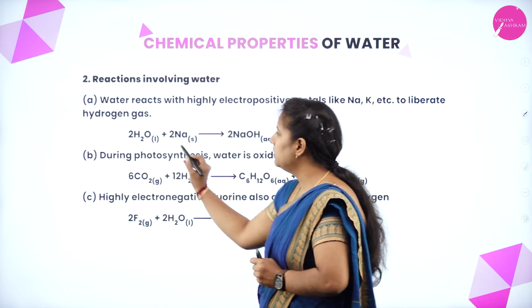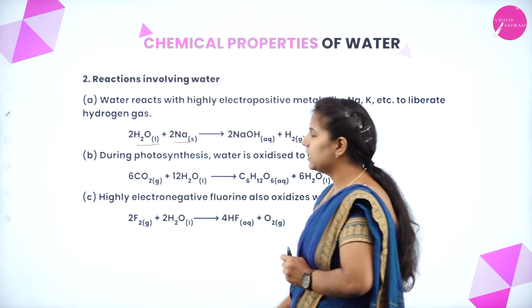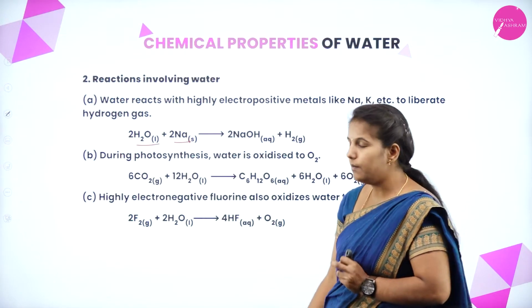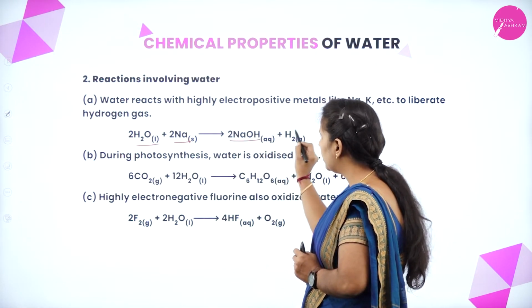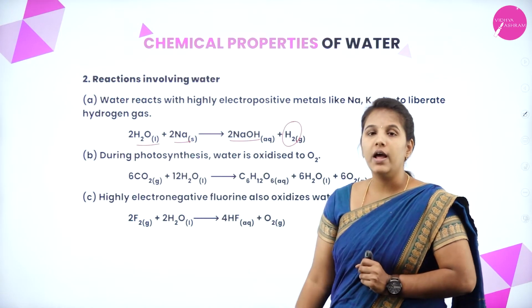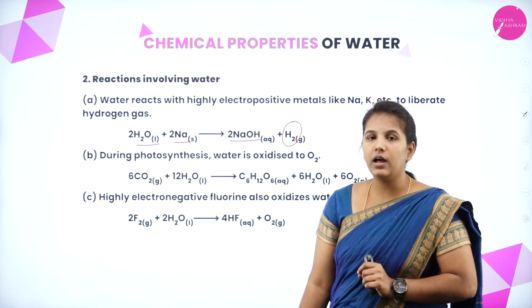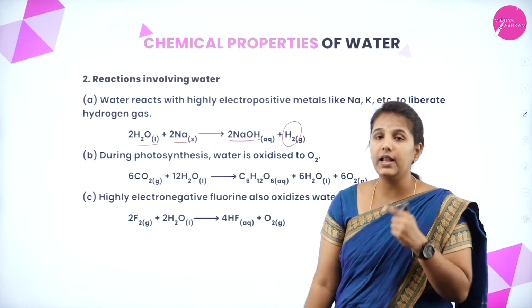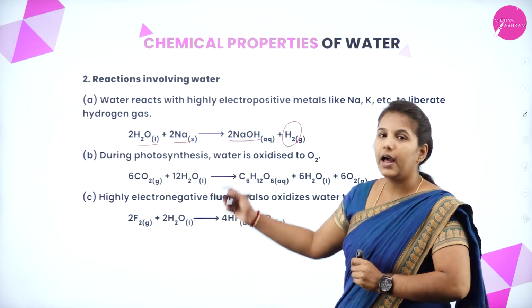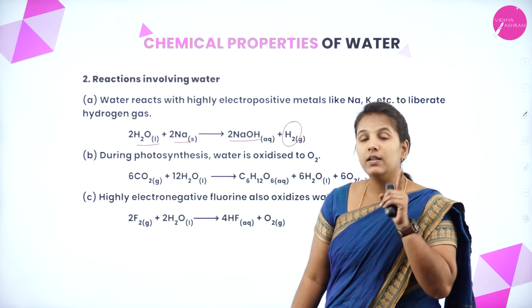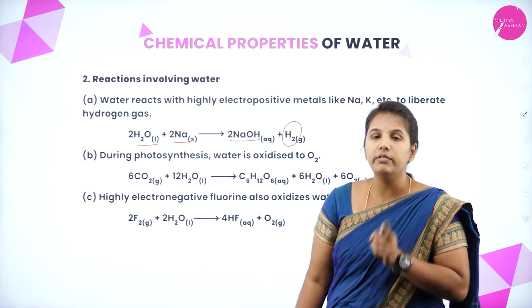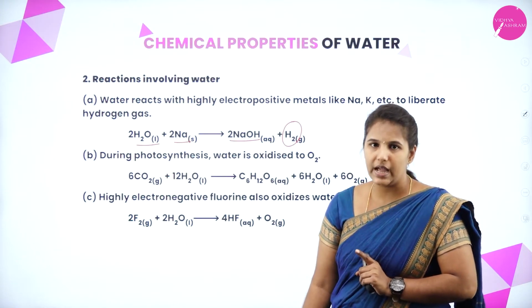Here you can see that when water reacts with the metal known as sodium, it forms what? Sodium hydroxide with the liberation of hydrogen gas. This shows that water can react with a highly electropositive metal, leading to the formation of sodium hydroxide.